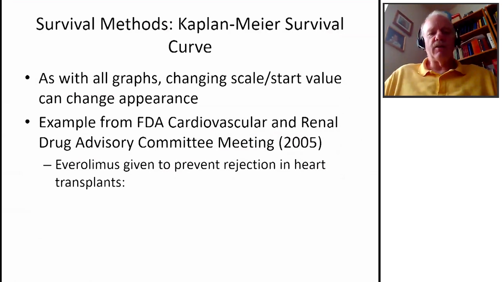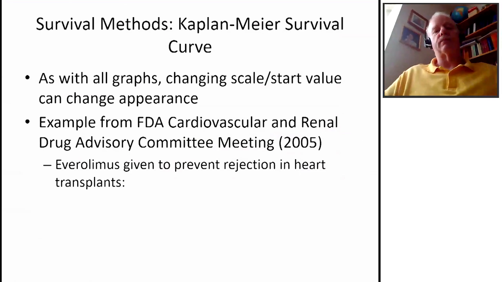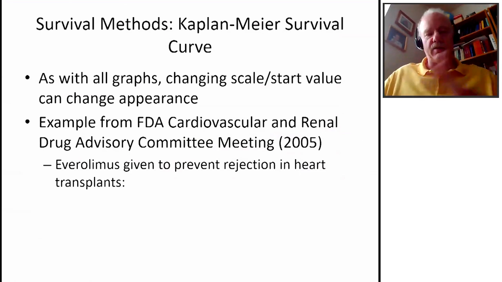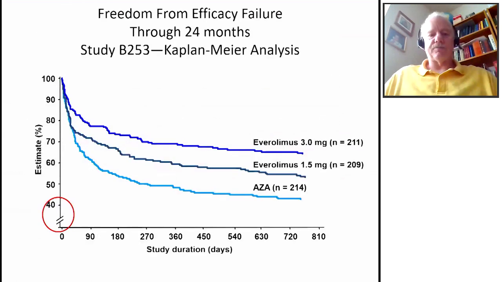Now, whenever you're doing graphs, there's the possibility of really distorting things by changing the scale or the start value. And here's an example from a cardiovascular and renal drug advisory committee in 2005. I wasn't on the committee, but I was a consultant at this advisory committee meeting. And they were evaluating the effect of everolimus, which is a drug to give patients who have had a heart transplant, to make sure that they did not reject the heart. So this is a drug to help them not reject the heart.